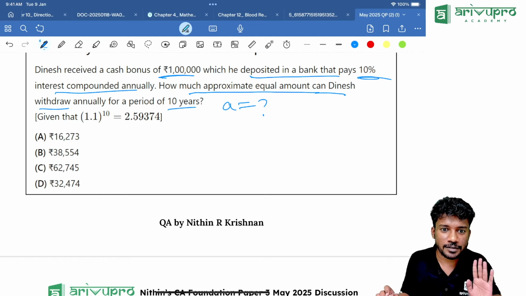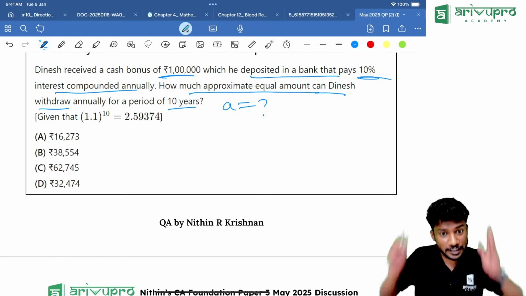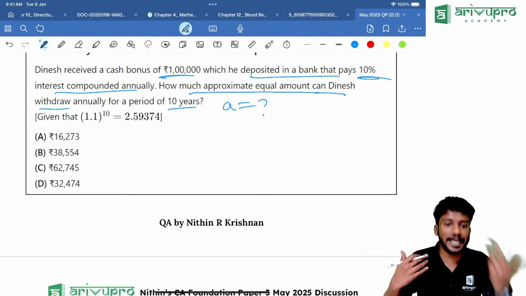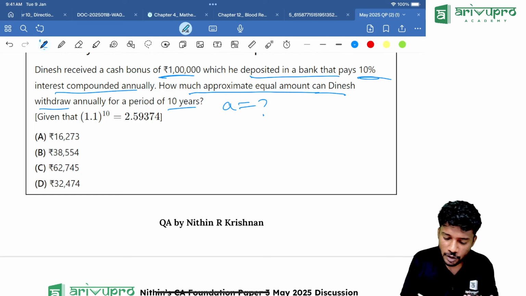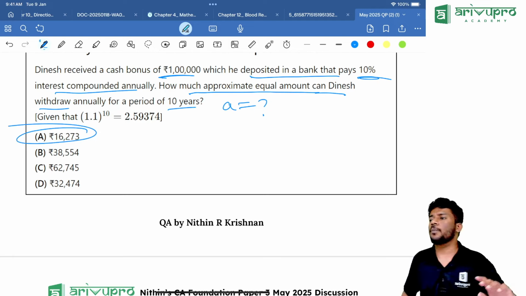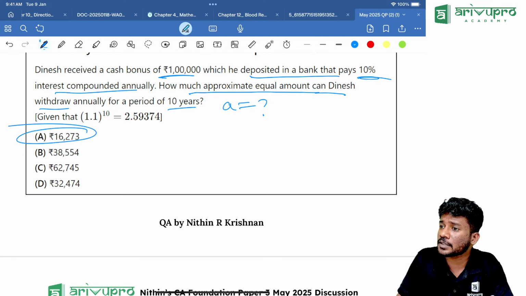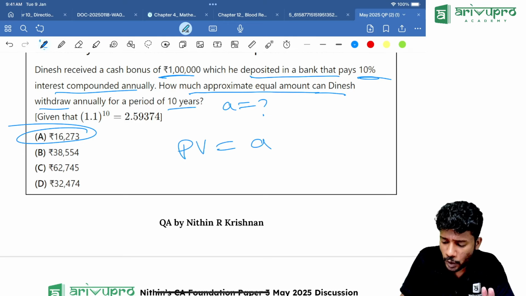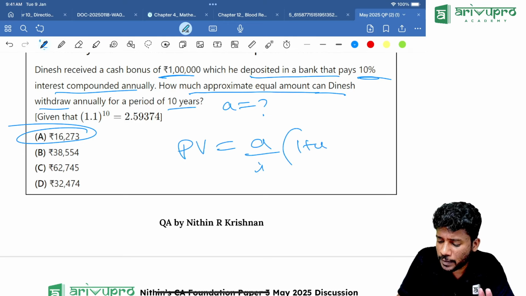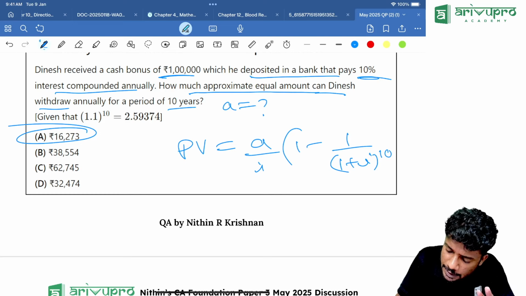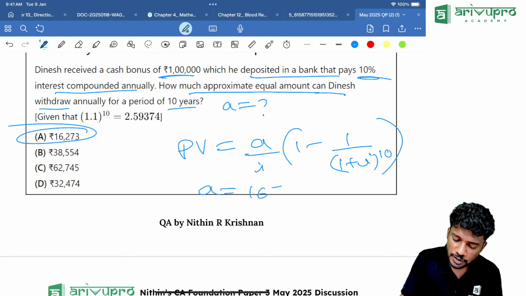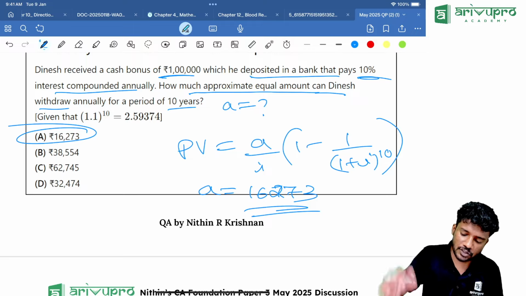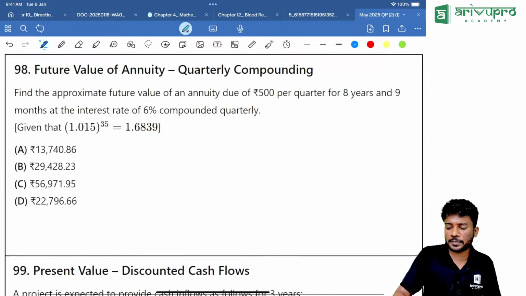Got the point? Yes, you told. I was just asking you why. Yes, that time you were saying present value. So try present value. You will get it as option A. So how is the method? Use the formula PV is equal to A divided by I into 1 minus 1 divided by 1 plus I the whole power 10. Okay, get me the answer. You will get the A value as 16,273.